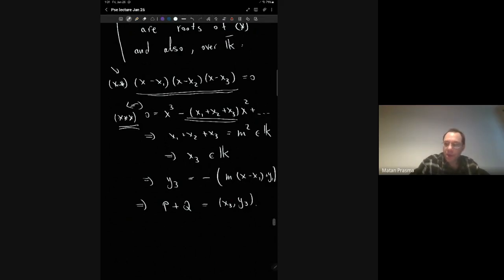Okay. What about the other cases? So this is a definition of the binary operation for any two points that are not equal and that don't have the same x coordinate.